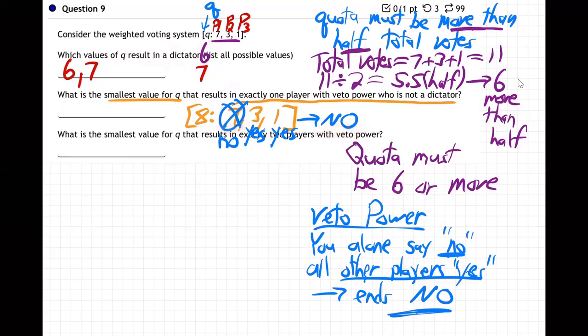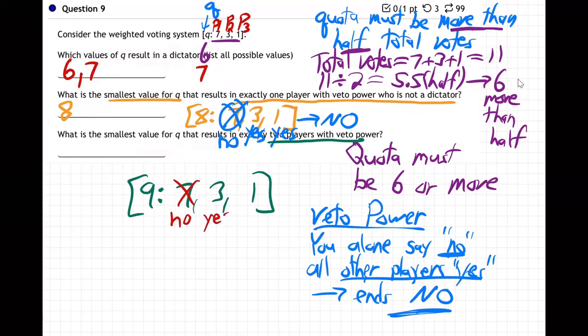So far we know 8 is one of the answers. Let's go on to the next question. What is the smallest value that results in 2 players with veto power? So let's go on up to 9, and let's try 9, 7, 3, 1 and see if we get 2 people with veto power. Again, if player 1 says no, and the other 2 people say yes, they only have 4 votes. They can't pass it. It's a no. So player 1 has veto power, right? But they want 2 players with veto power.